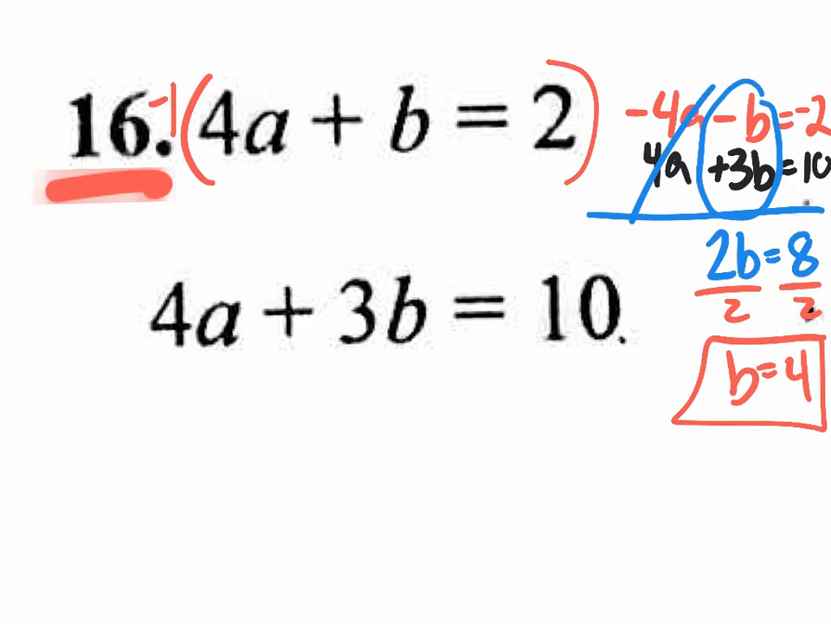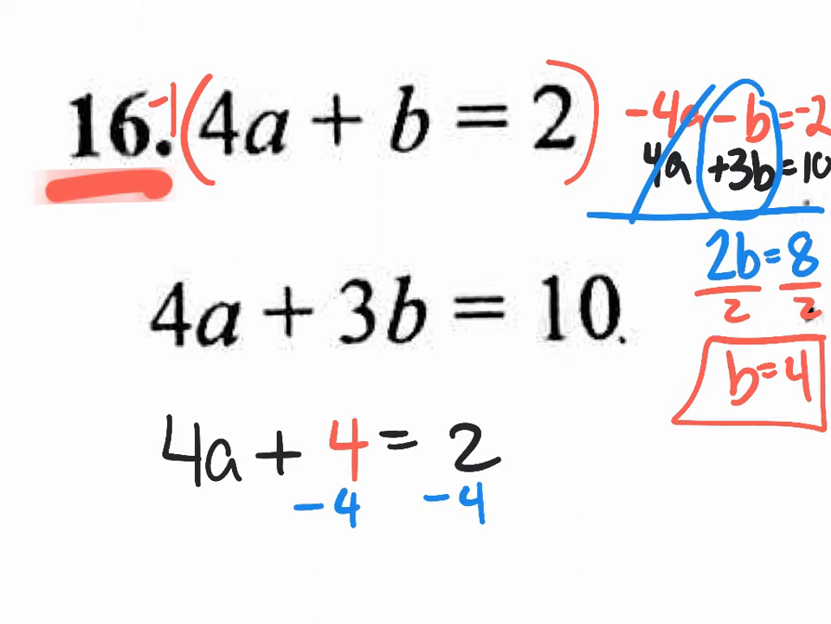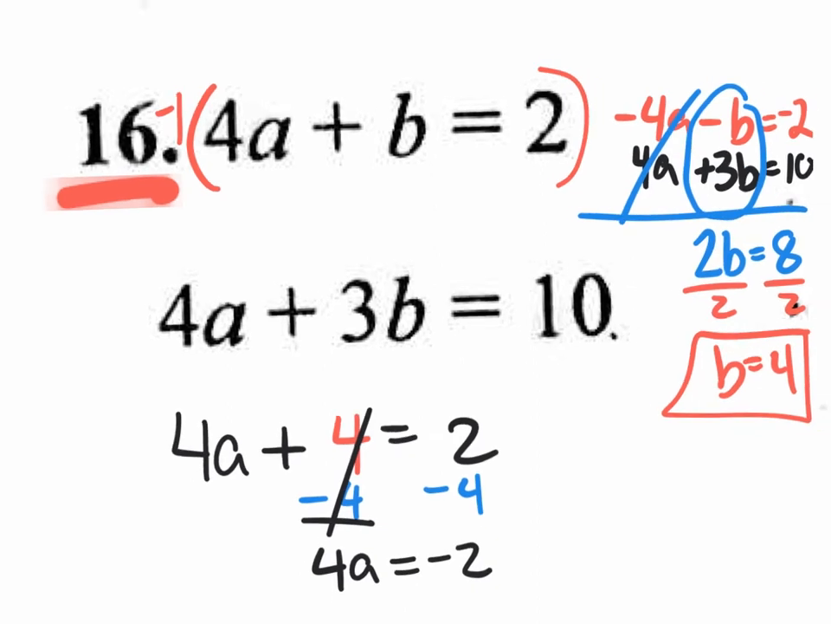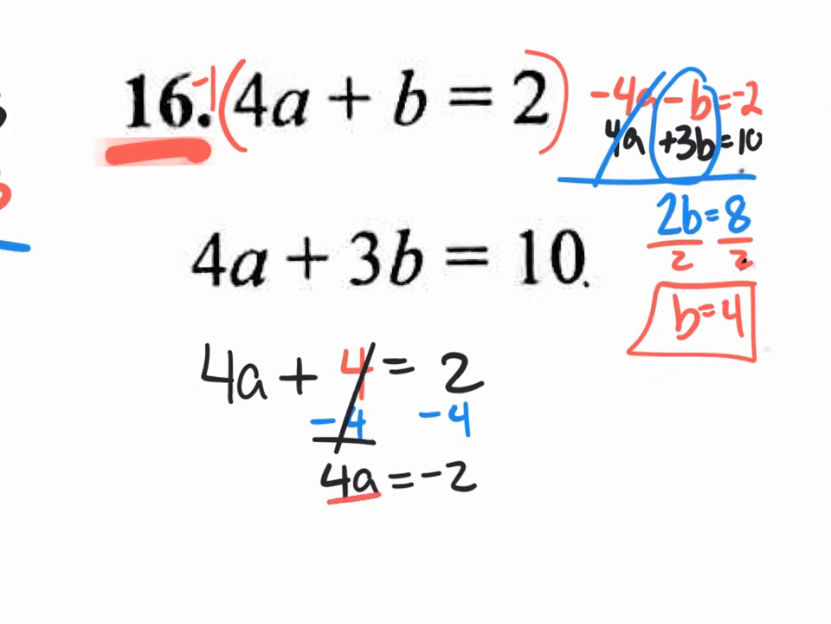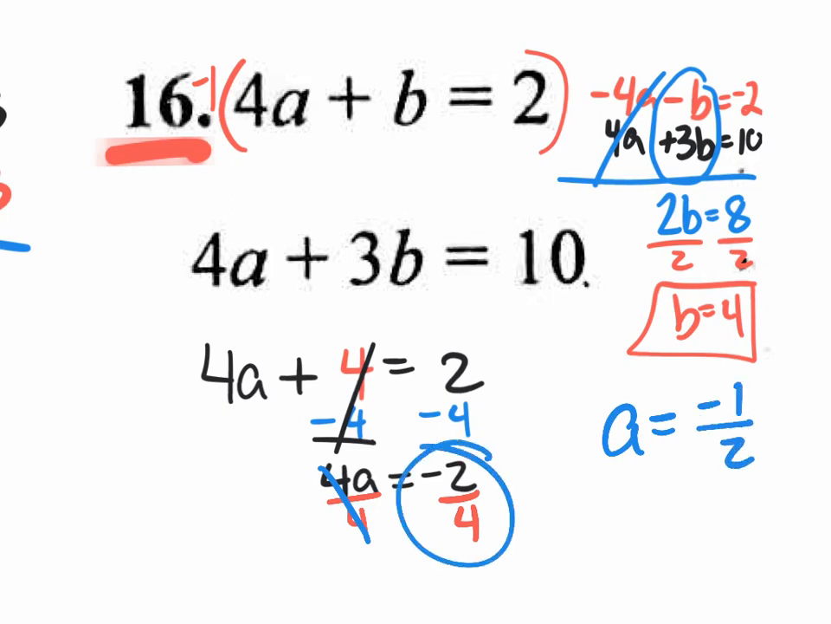I'm going to go with the top one. I'm going to rewrite the top equation. 4a plus b, but instead of b I put 4, equals 2. And then I subtract 4, I will have 4a equals negative 2. Final step would be to divide by 4, which means that a equals negative 1/2. You cannot divide 2 by 4, but you could reduce 2/4, it becomes 1/2. And of course it's negative. So those are your two answers for 16, negative 1/2 and 4, or negative 0.5 and 4.